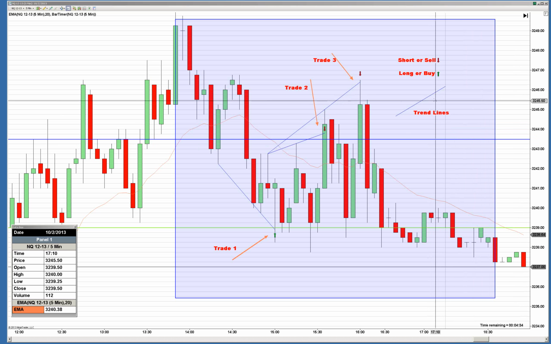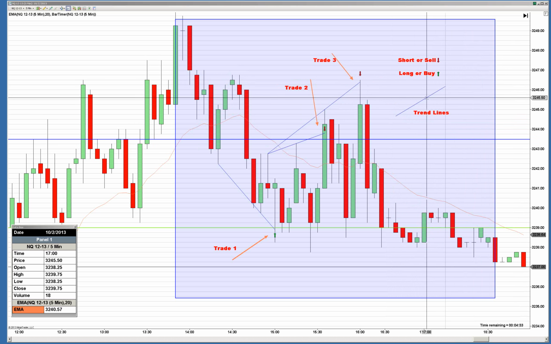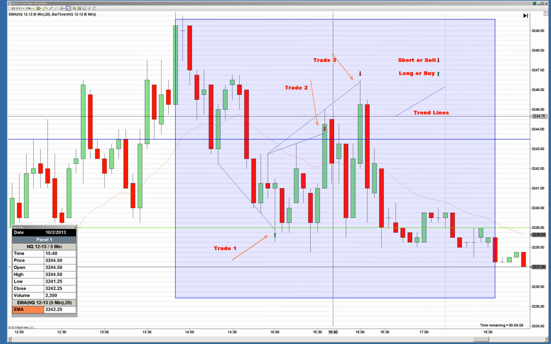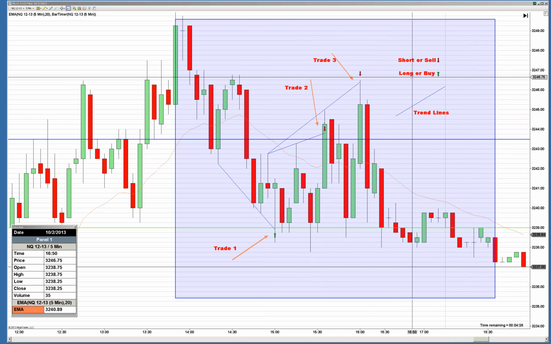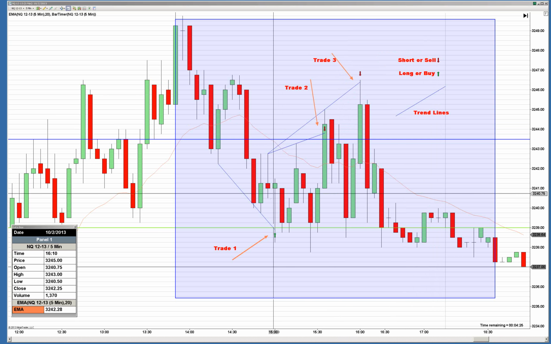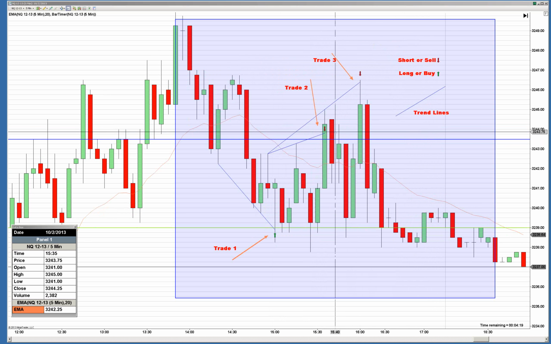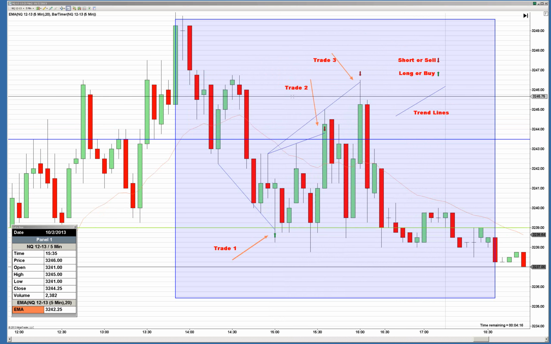So starting with our little scale over here, we have trend lines, which are these real light blue lines. There's three of them that I drew on here. There's the green arrows, which there's one, and that's a long or a buy. And then there's the red arrows, which is a sell or a short. And then there's three trades. Everything else on here let's just ignore for now, except for the candles.